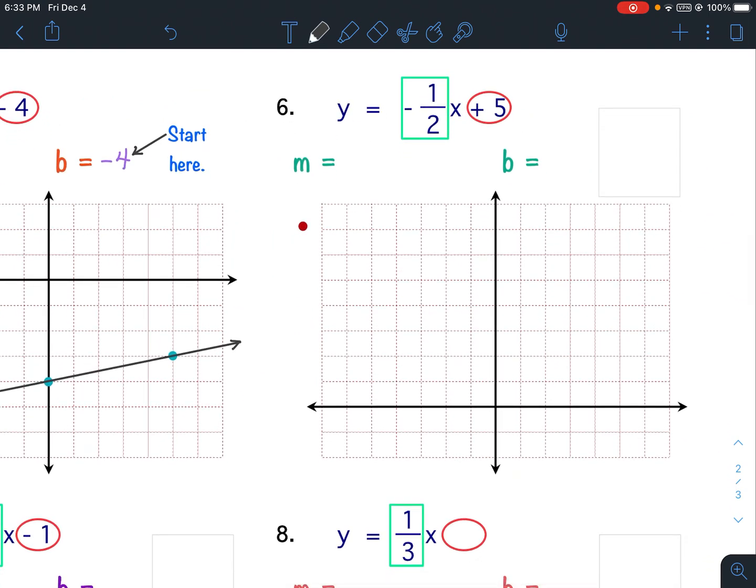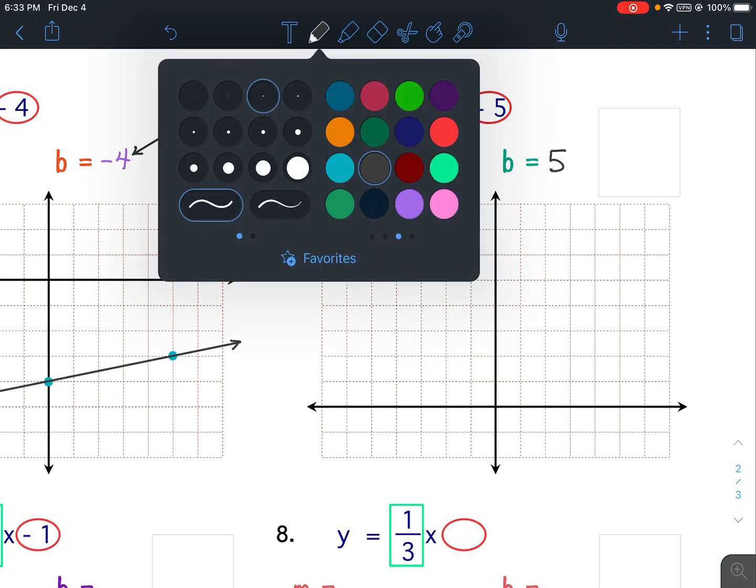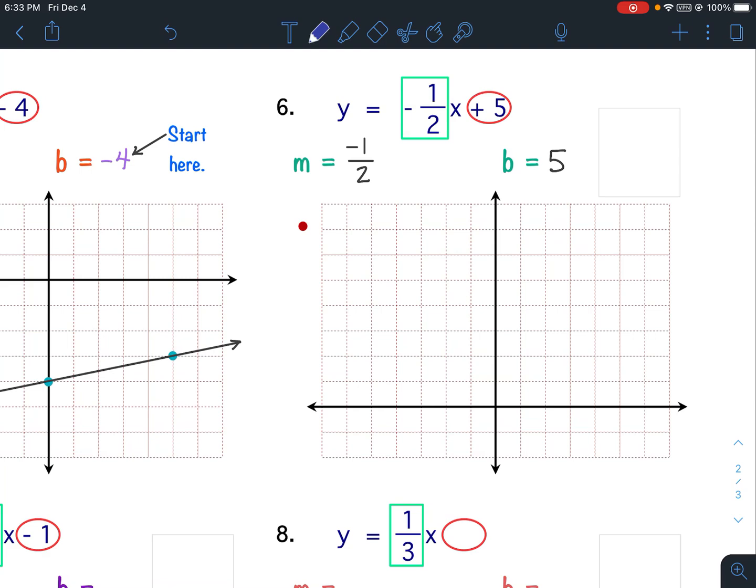Number 6. The slope is the coefficient of x, the number in front of x. So my slope is negative 1/2. Again, take this negative and put it in the numerator. So I'm going to have negative 1 in the numerator and positive 2 in the denominator. So my slope is a negative slope. My y-intercept is the number after x, so positive 5. All right, so I want you to put, oops, it's not positive, it's negative. I want you to put negative and then down.